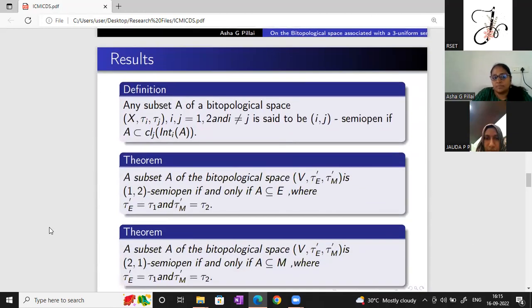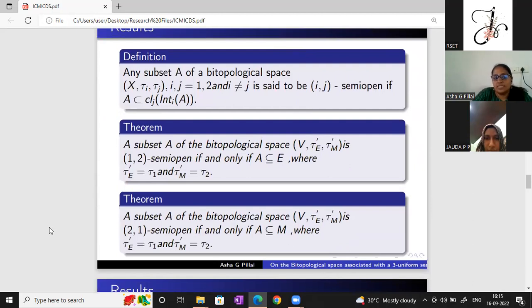Now, results. All the definitions used in these are taken from the paper Bitopological Space written by J. C. Kelly. First definition: any subset A of a bitopological space (X, τi, τj), i, j equals 1, 2, i not equal to j, is said to be ij semi-open if A is a subset of the closure with respect to τj of the interior with respect to τi of A.